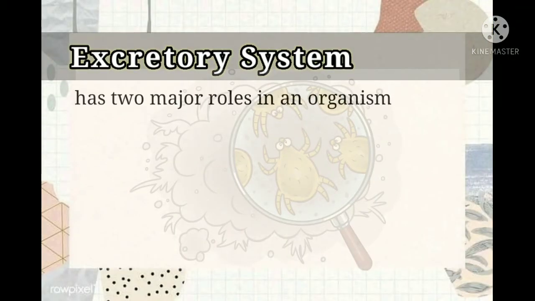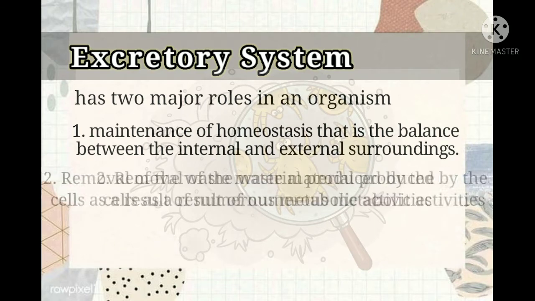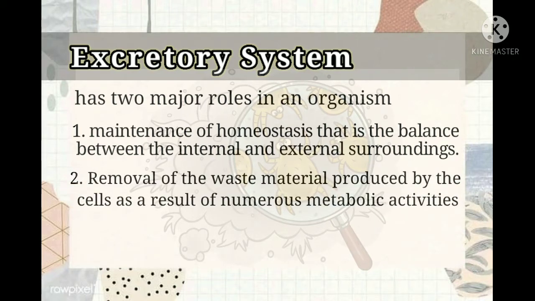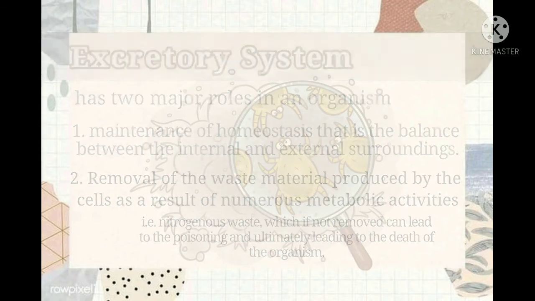The excretory system has two major roles in an organism. First, maintenance of homeostasis, that is, being balanced between the internal and external surroundings. Second, the removal of waste materials produced by the cells as a result of numerous metabolic activities, such as nitrogenous waste, which if not removed can lead to poisoning and ultimately to the death of the organism.